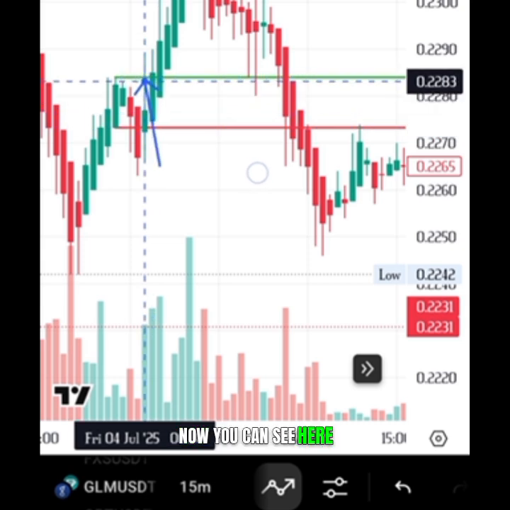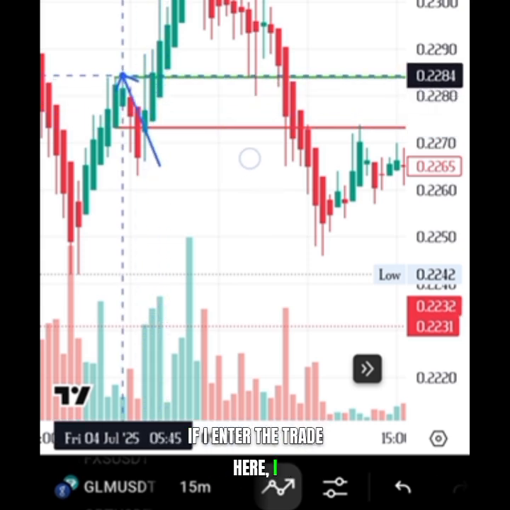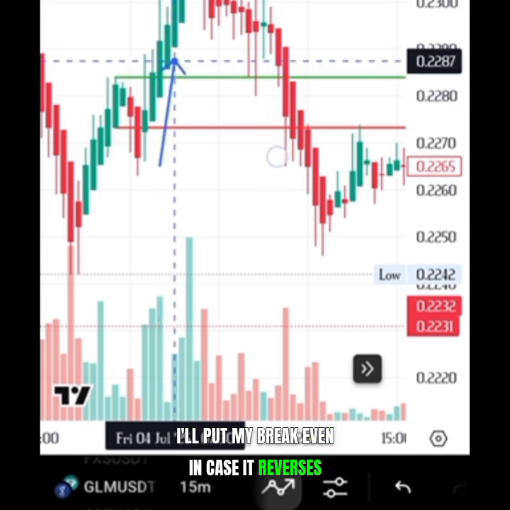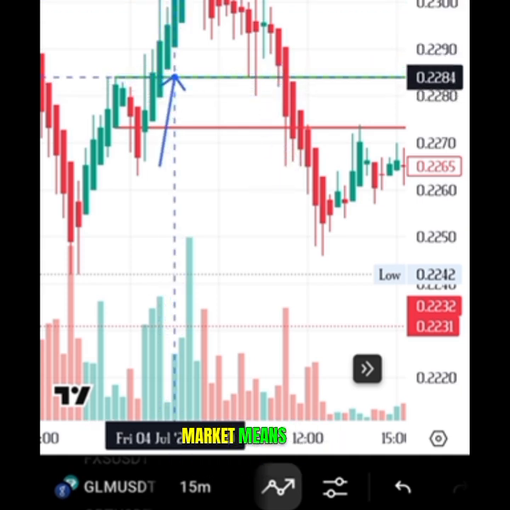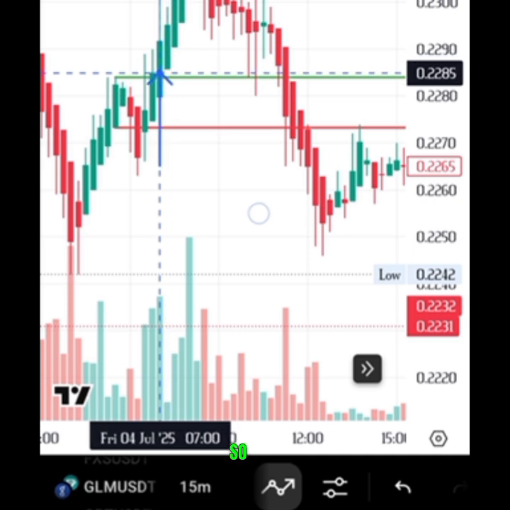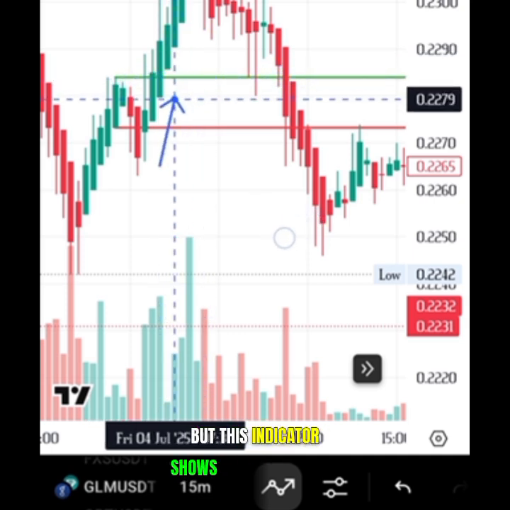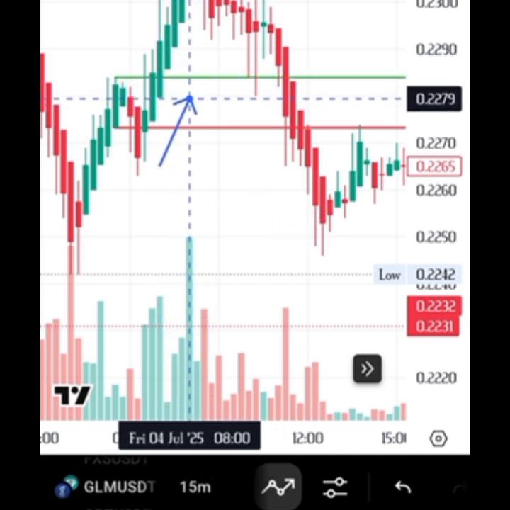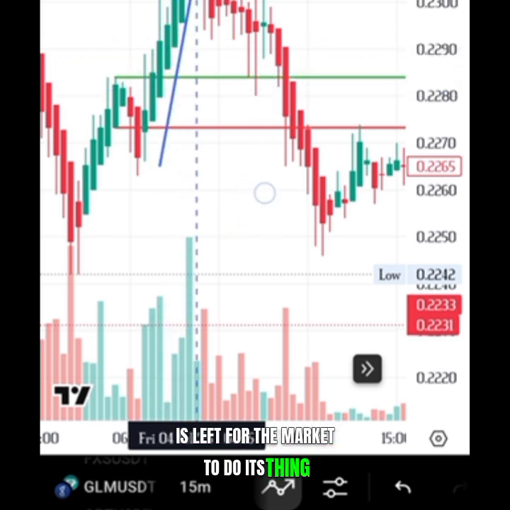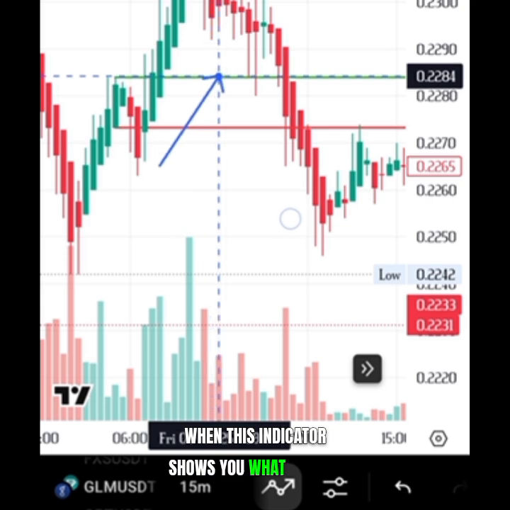If I enter the trade here, once it reaches like this, I'll put my break even, in case it reverses back. Many factors can affect the market. That's basically it. There's the fundamental part of trading, which the news controls as well. But this indicator shows you a very clear path. It's left for the market to do its thing when this indicator shows you what next to do.